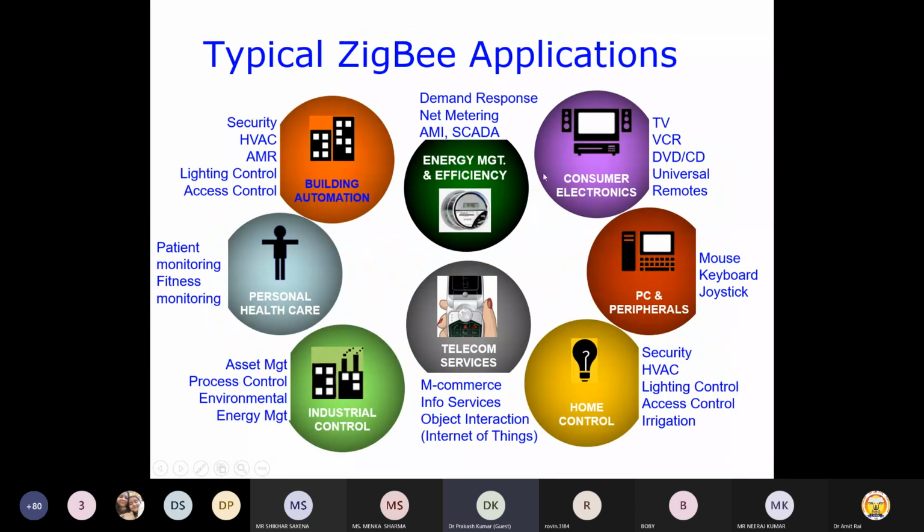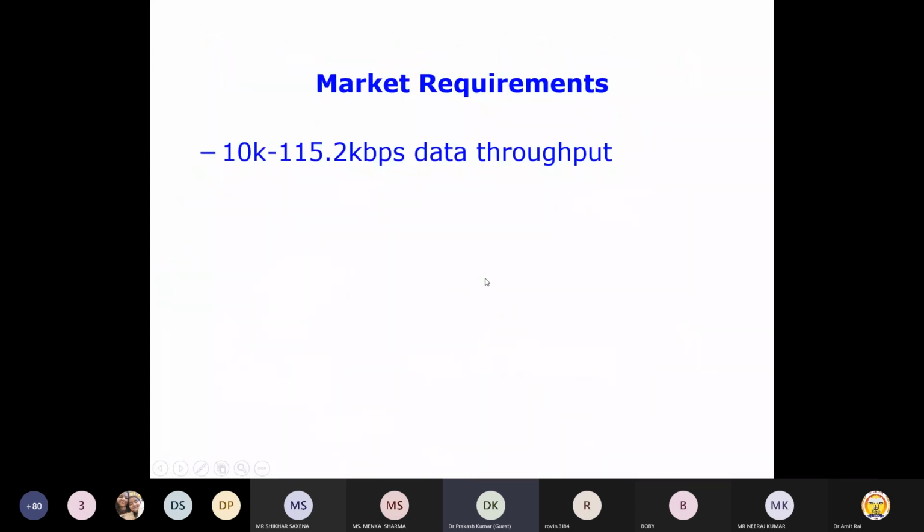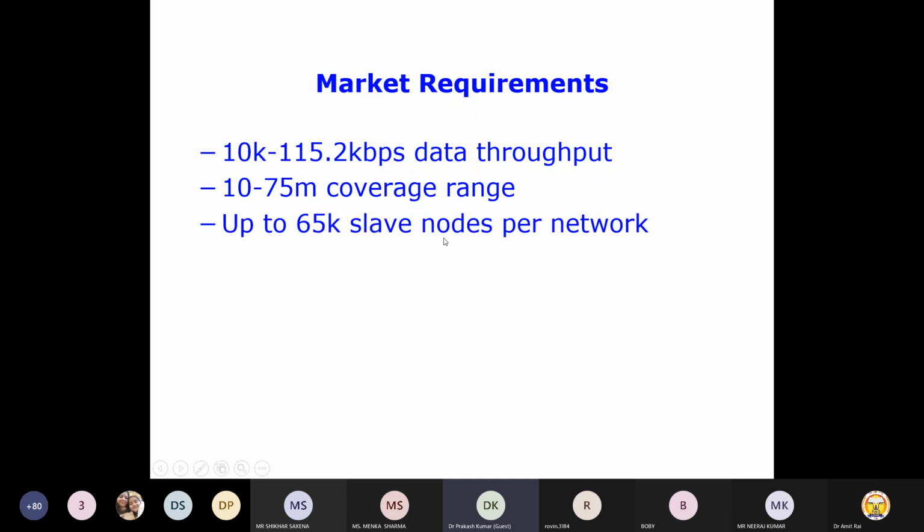So say, in lots of directions, Zigbee is being used. It is very much similar to Bluetooth. Zigbee solutions are very much similar to Bluetooth solutions. It is moving around data at 10K to 115 kbps. Then the range is even more than that, 10 to 75 meters, up to 100 meters. And many nodes, 65,000 slave nodes, can be connected per network, and so on.